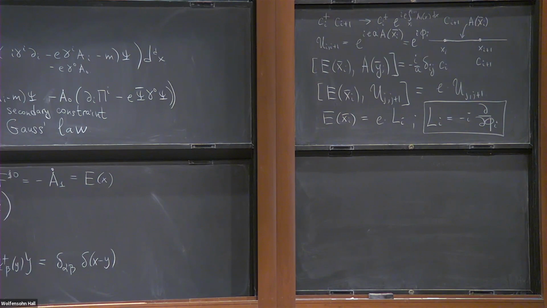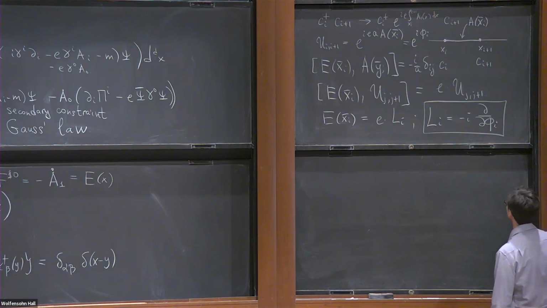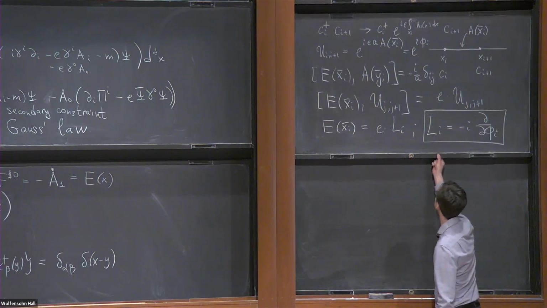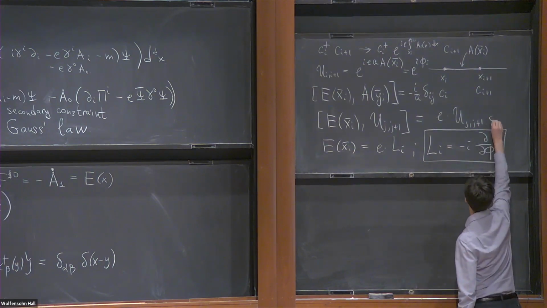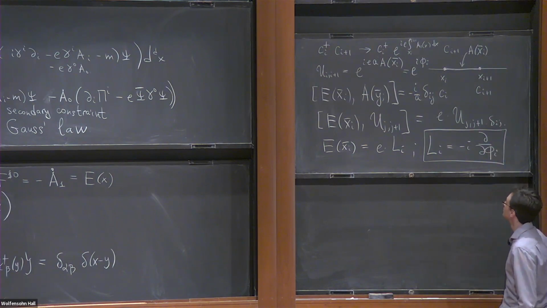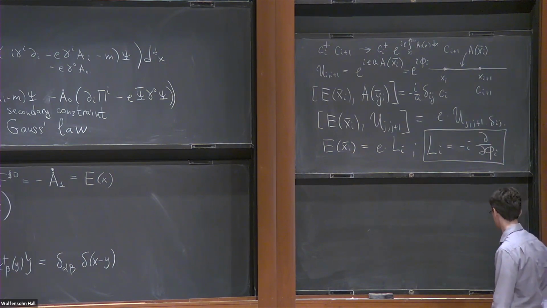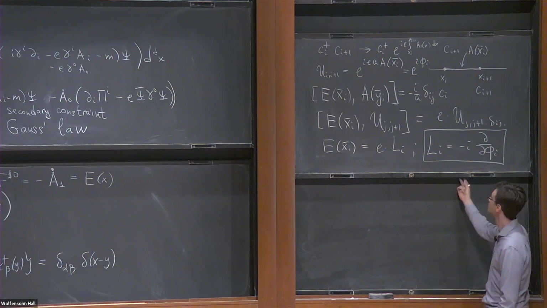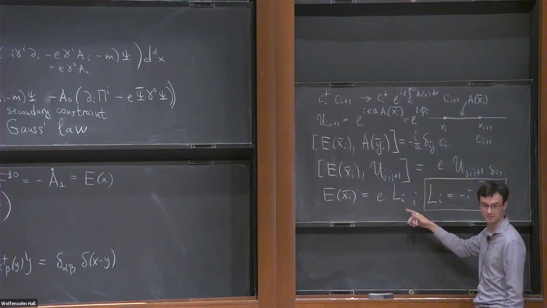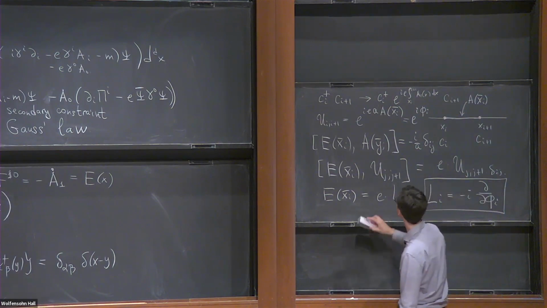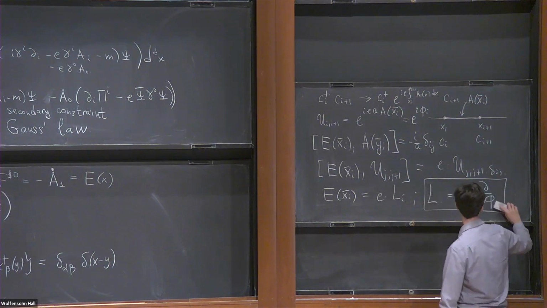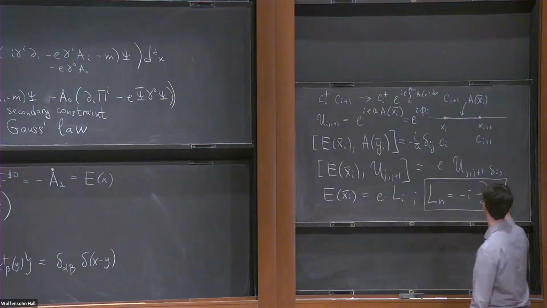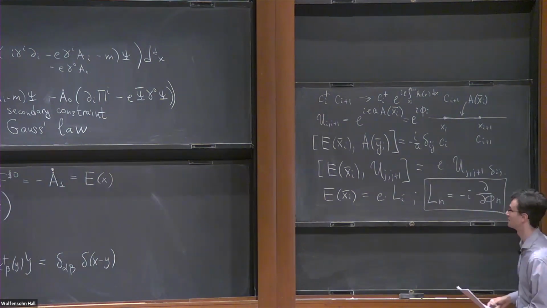The Li should be changed to Ln because there are too many i's. Oh, I see. So this has to be. I think what I forgot is to put here delta ij, in the box. All right. Yeah, there are too many i's.